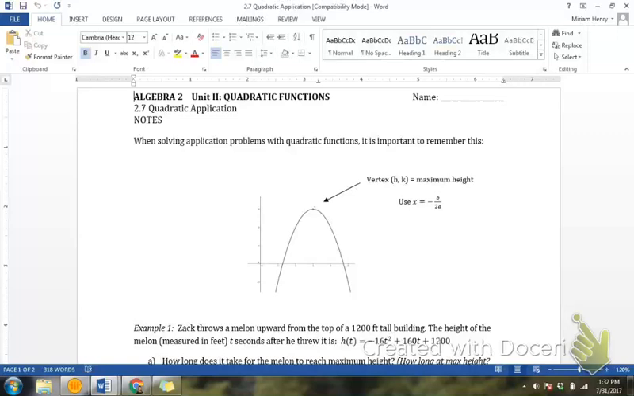Okay, so this is lesson 2.7. We're going to use the things that we talked about. We're going to use the things that we've talked about already in this packet, like factoring. And how do we use that in the real world?